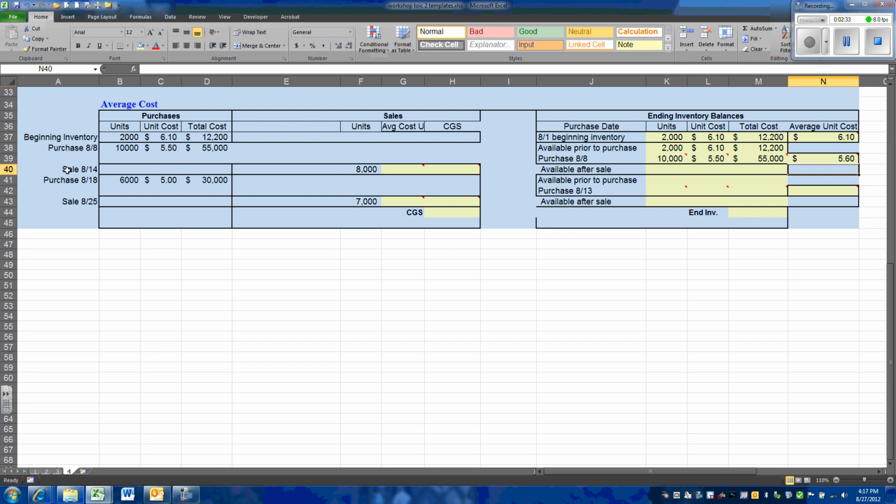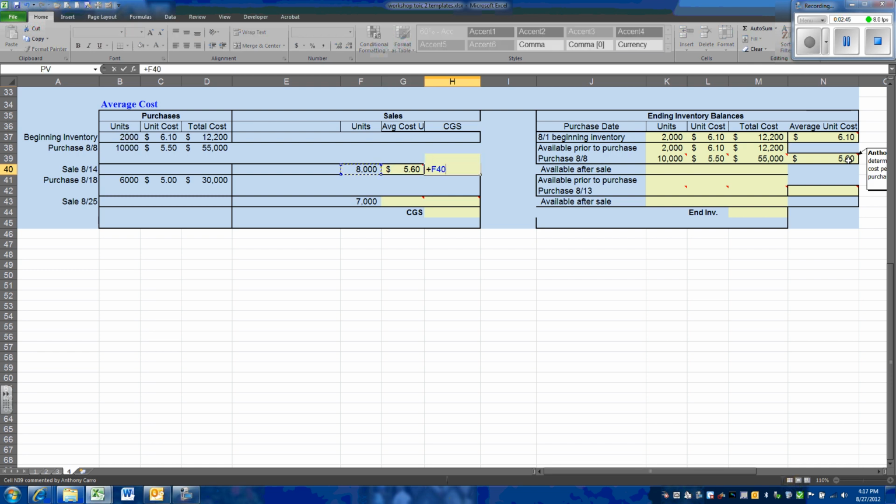When we have a sale, which occurs several days later on August 14th, we're going to use our average cost of $5.60 to determine our cost of goods sold. So we take the number of units sold times the average cost, and that gives us a cost of goods sold of $44,800.